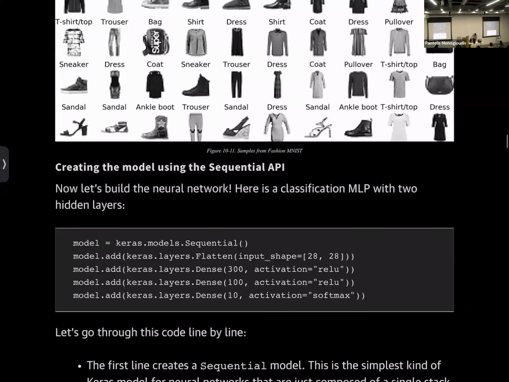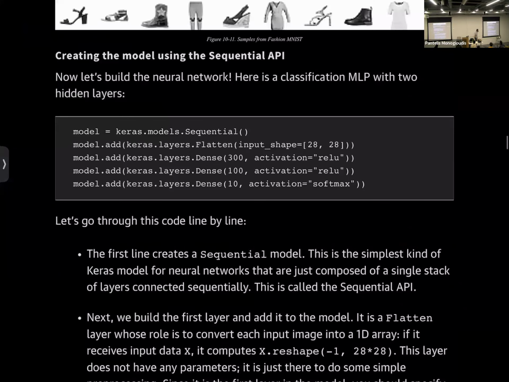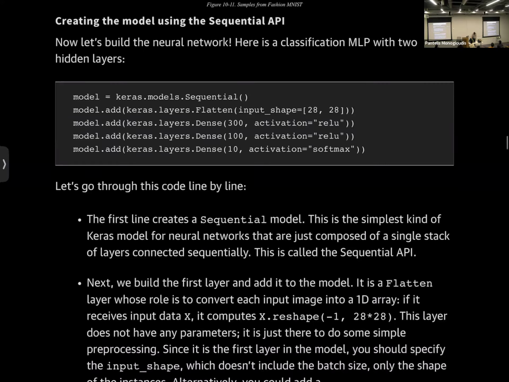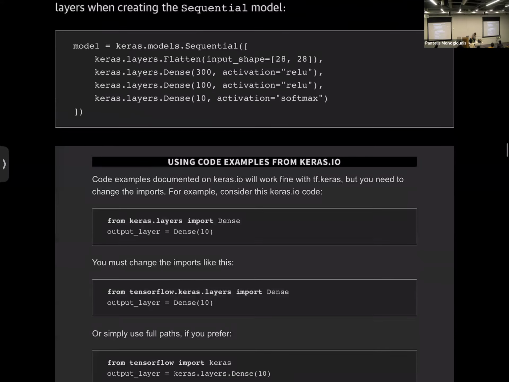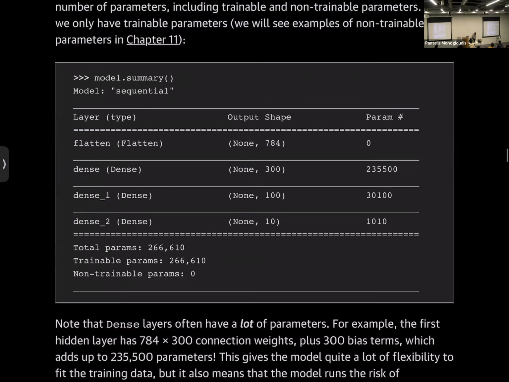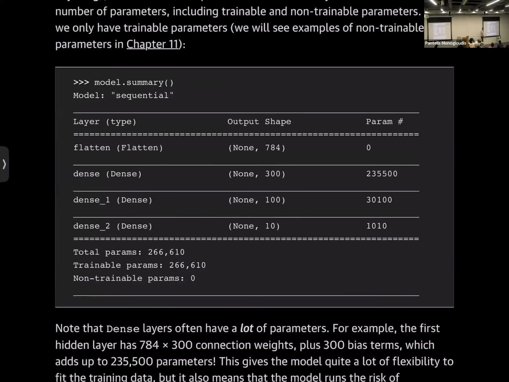Oh, here it is. Okay, so you can see we are terminating with a head that now has 10 neurons with activation being softmax. We're now producing a posterior probability at the output, a y hat as a vector. And here is the model summary.